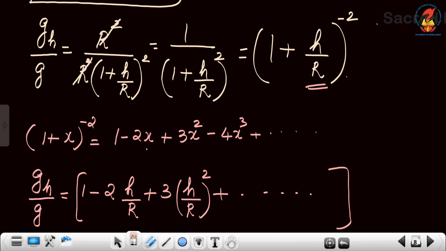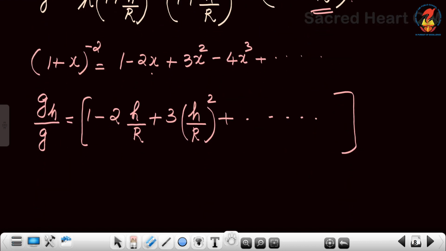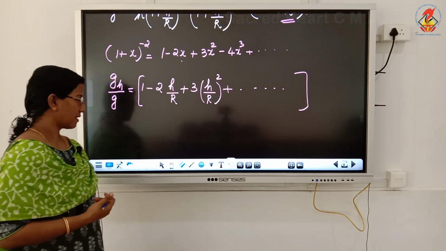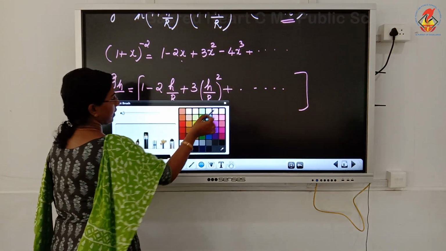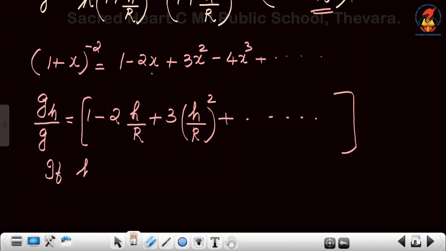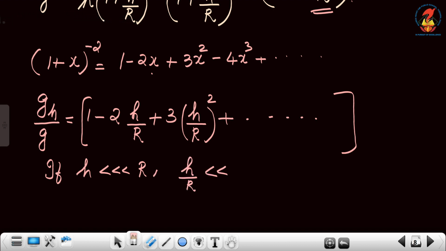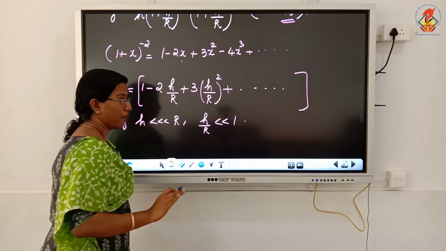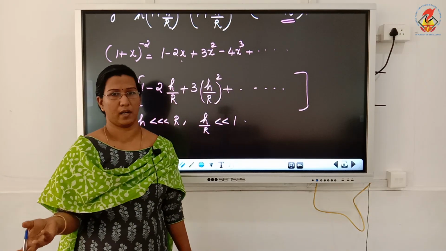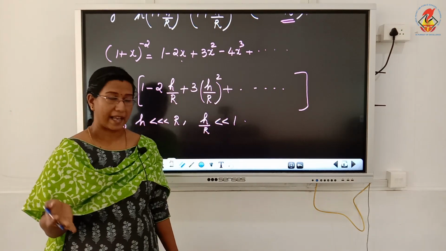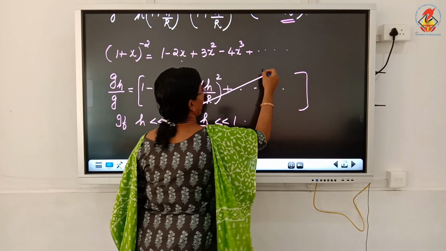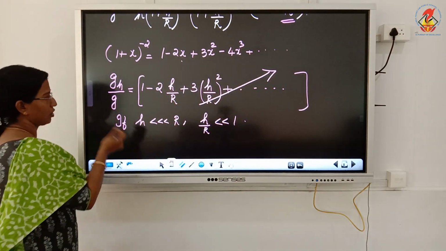Now the radius of the earth is approximately 6,400 kilometer. So we are going to do a comparison here. If it's a special condition, if h is very small compared to r, which means the object is placed very close to the surface of the earth when compared to the radius, then what happens? h by r will be very much less than 1. For example, if it is 0.1 and you take the square, it becomes 0.01. Hence the higher powers of h by r can be neglected in this special condition.